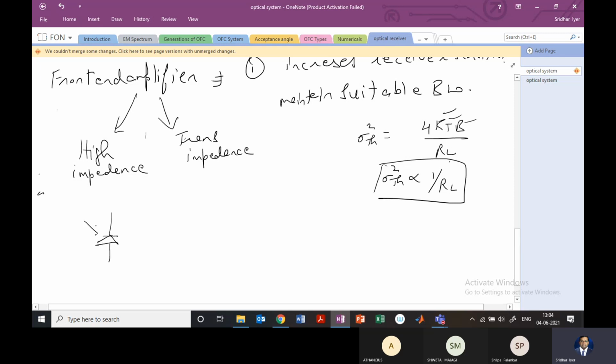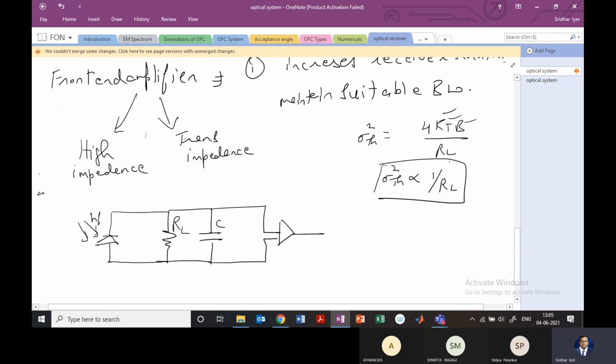Okay. So I'm just showing you the structure of the amplifier. So we have the photodiode, followed by load resistance, followed by the capacitor. So this is RL, this is C, and then we have the amplifier. So this is the structure that we have, right? So as we just discussed, we want a very high value of RL so that the thermal noise can be reduced. The output here, what we'll have is V out, the output voltage.